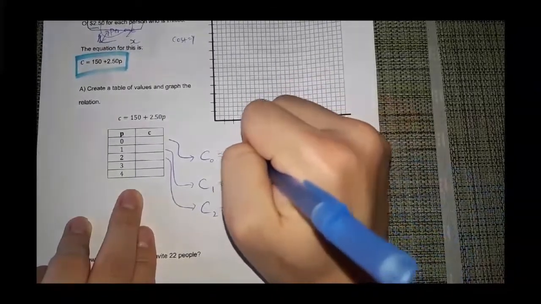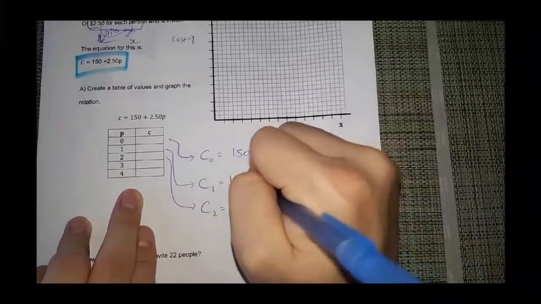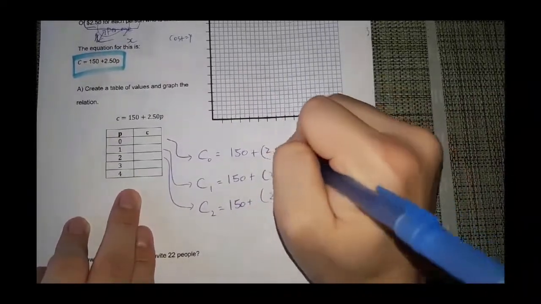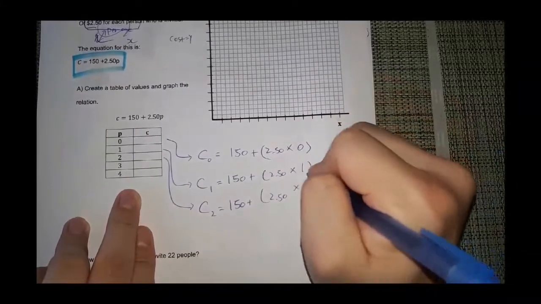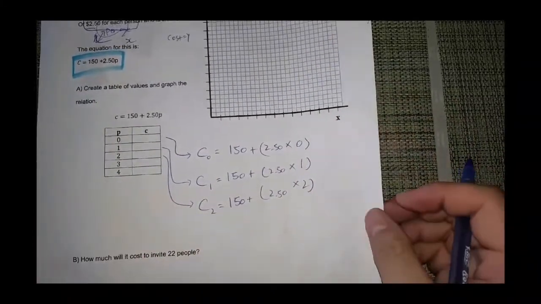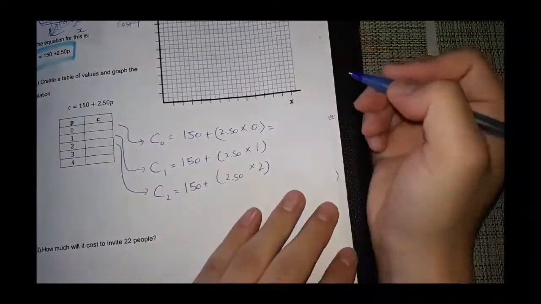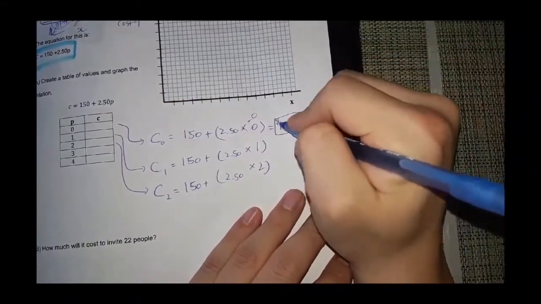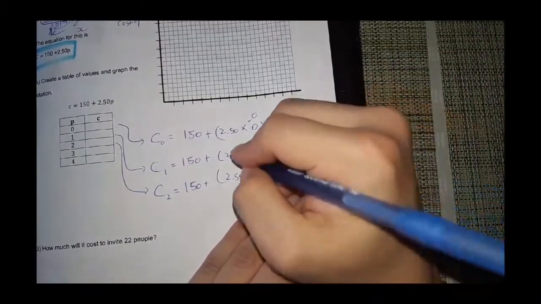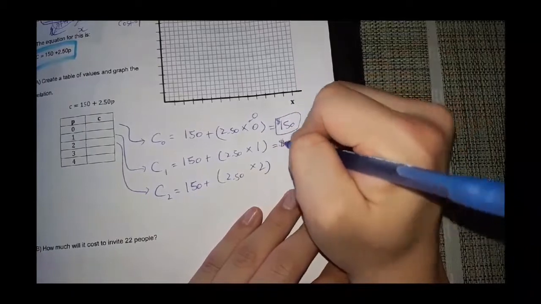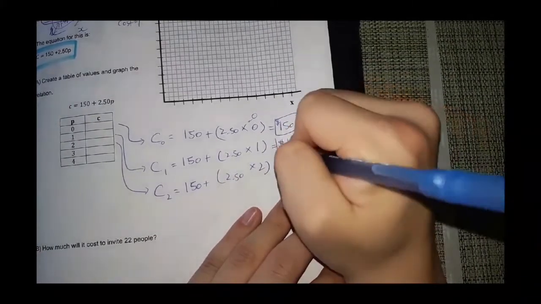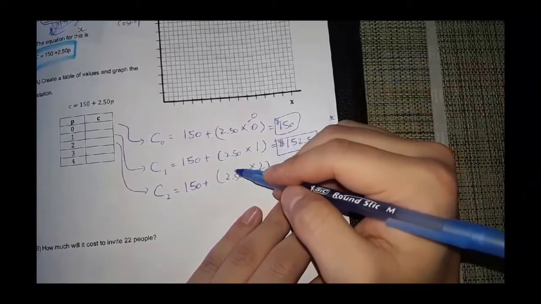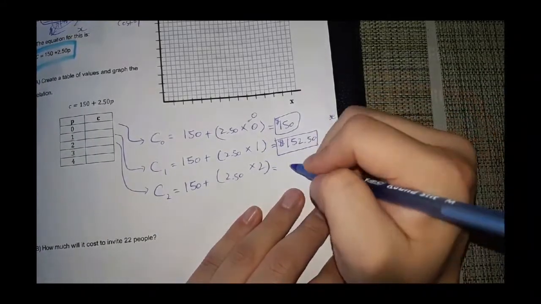So 150 seems like a common number that we have, added by 2.50, 2.50, 2.50, multiplied by, the first one is 0, second one is 1, and third one is when it's 2 people. Good idea to take out your calculator. First one is easy because anything that multiplied by 0 is 0, so it's $150 for the first one. The second one is 150 plus 2.50. You can give it a shot using your mental math if you can. That's $152.50. Then third one is, again, feel free to use your calculator. If it's 2.5, then it's $5, so $155.